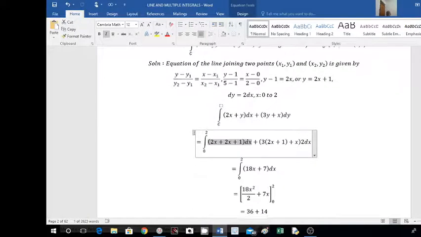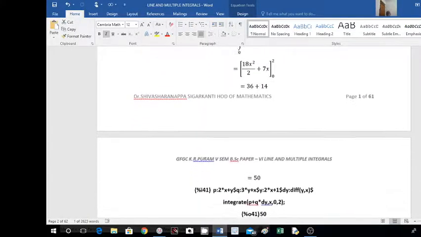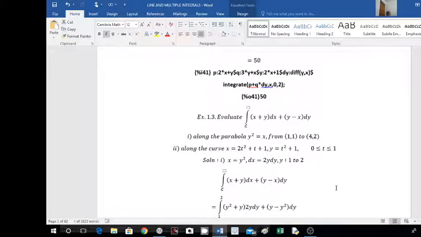Next example is evaluate the integral of (x plus y) dx plus (y minus x) dy along two paths. One is along the parabola y square equal to x from (1, 1) to (4, 2). The second one is along the curve given in parametric form, x equal to something, y equal to something, where t takes the value between 0 and 1. So first I will go for the first one here.